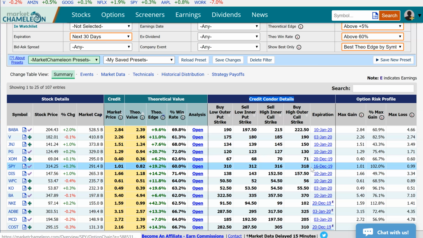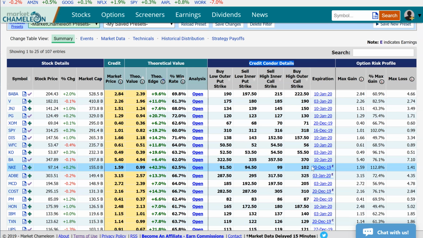But you can see here now, you could really go in there and just decide which iron condor fits your risk parameters, and that's how quickly you could do it with a scanner.